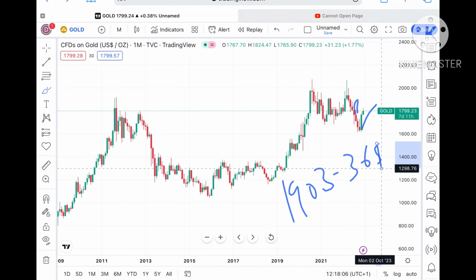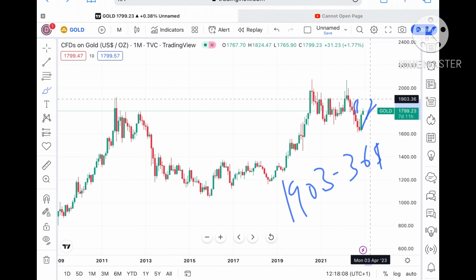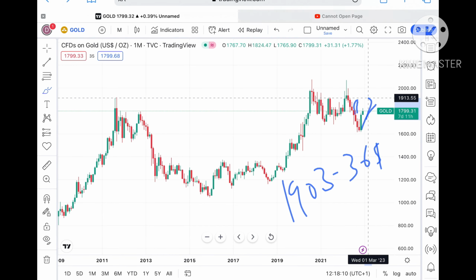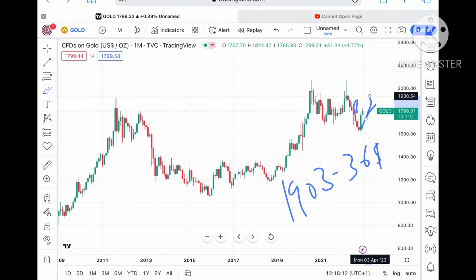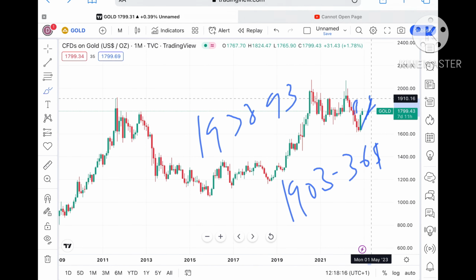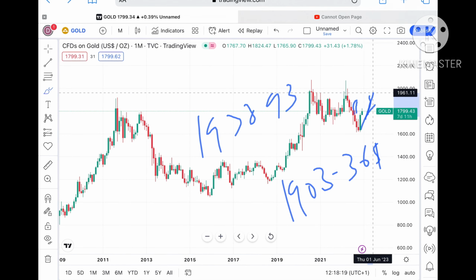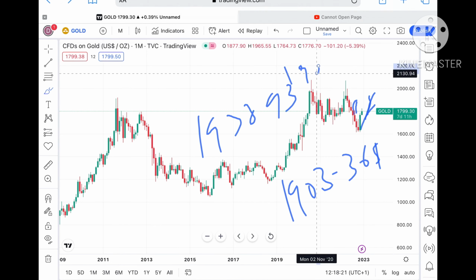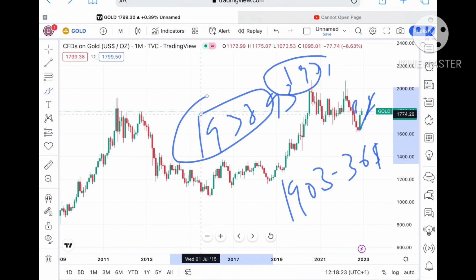$1903.36. Okay, and if the price sustains above that particular level, then we can see it can cross a level of 1913 and can go towards a level of around $1933.93. Okay, and once it starts moving upside, we can see it can go and touch a level of around 1961 also, once it sustains $1933.